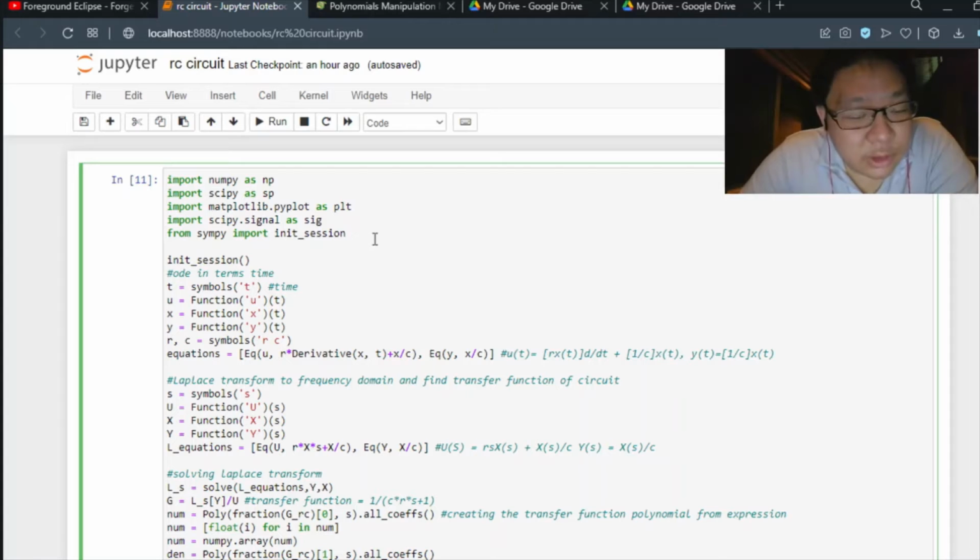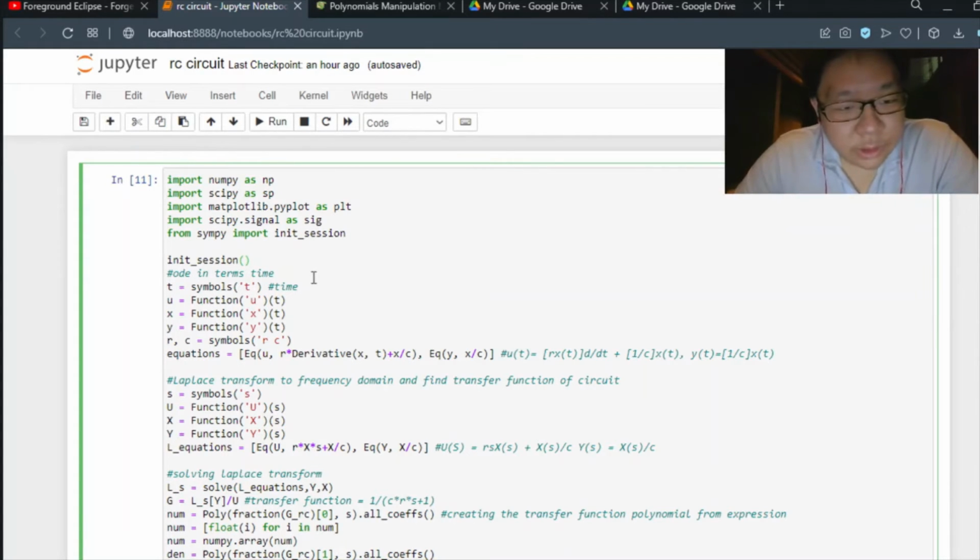The first step of the code is to import the libraries that we're going to be using, as usual. So we have NumPy, SciPy, Matplotlib, and next we import scipy.signal because our input waveform is a signal and the output is also a signal, so we need something to plot the signal. And then we also have from SymPy import init_session, which imports the entire library instead of a specific function or operation.